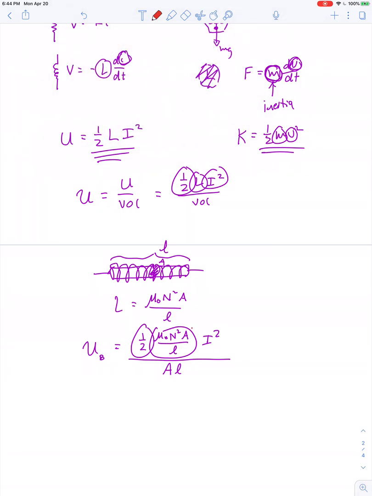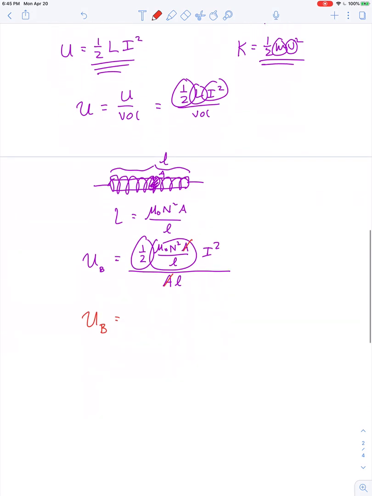Well, it looks like A cancels out, and we have energy density is equal to mu naught n squared divided by 2L squared multiplied by current squared.